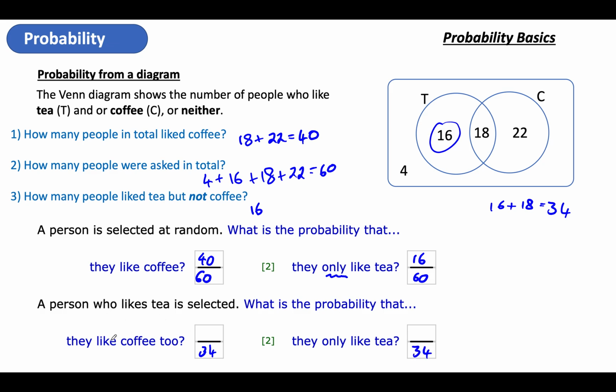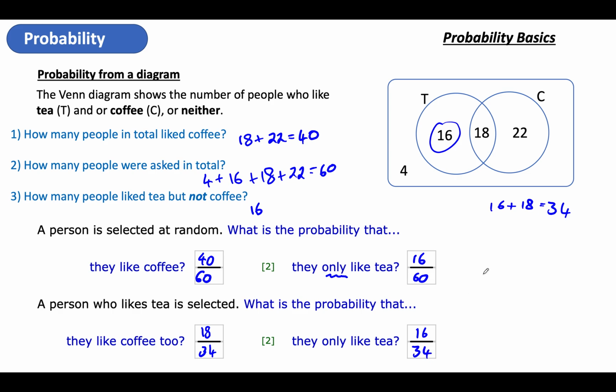Now what's the probability that one of those people that is selected likes coffee too? Well, 18 of them like coffee too. So it's 18 out of 34. What's the probability they only like tea? Well, we already know the number of people that only like tea is 16, but this time it's 16 out of 34, the people that drink tea, possibly tea and coffee, but definitely tea.